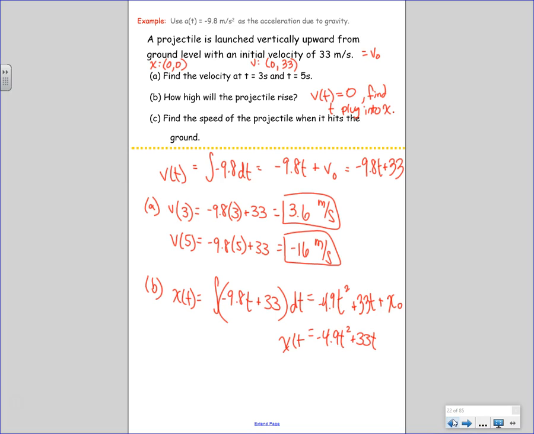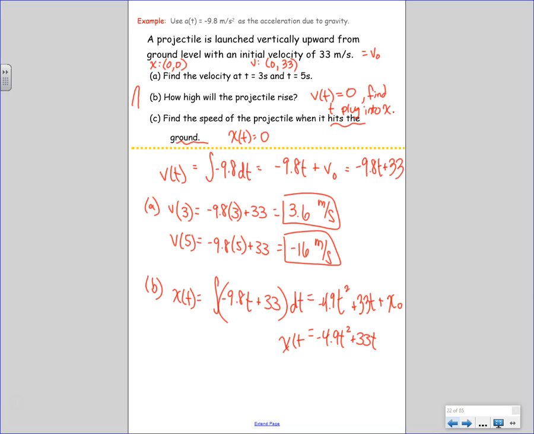For letter B, letter C, we're going to let position equal 0. But for letter B, why did we let velocity equal 0? How come? Because when the velocity is 0, it's going to start falling. When the velocity is 0, it's going to change from rising to falling.